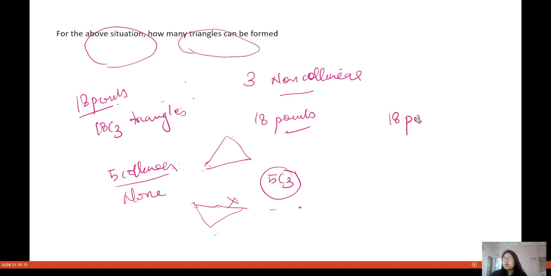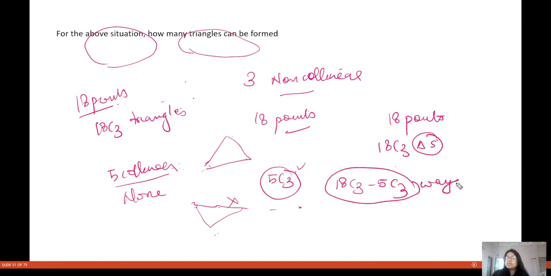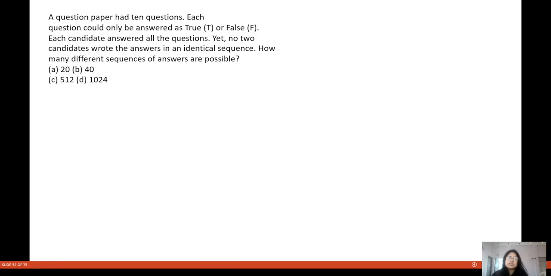Now there are 18 points, 18C3 triangles. But you have considered the triangles which were made from these 5 collinear points. By 5 collinear points, we cannot form any triangle. So this can be done in 18C3 minus 5C3 ways. So this is how you do these kinds of things. Okay, so now let's move forward.